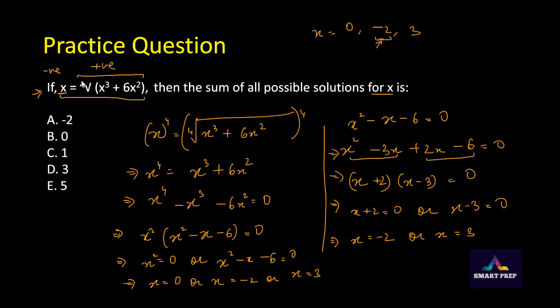Why? Because it has a fourth root, which is an even root, right? Even root will always give you a positive answer. So this is not possible, right? Therefore you can say that minus 2 is not possible for this particular equation. Minus 2 cannot be the value of x. Therefore you are left with two values of x, that is 0 or plus 3. So the sum of all possible values or solutions for x comes out to be 0 plus 3, which is 3. Hence D should be your correct answer.